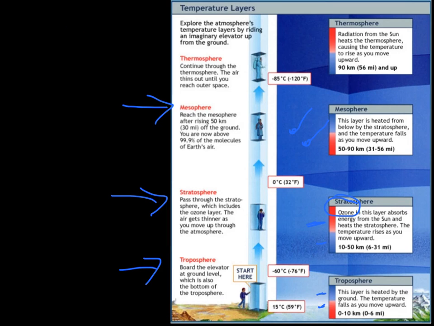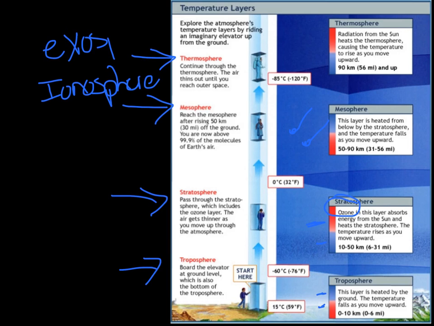And our last layer is the thermosphere. Now, the thermosphere is actually broken out into 2 sub-layers, and those are the ionosphere and the exosphere. But our thermosphere consists of everything from that 90 kilometers out all the way up into outer space. There is no definite outer limit to the thermosphere. It continues and continues.